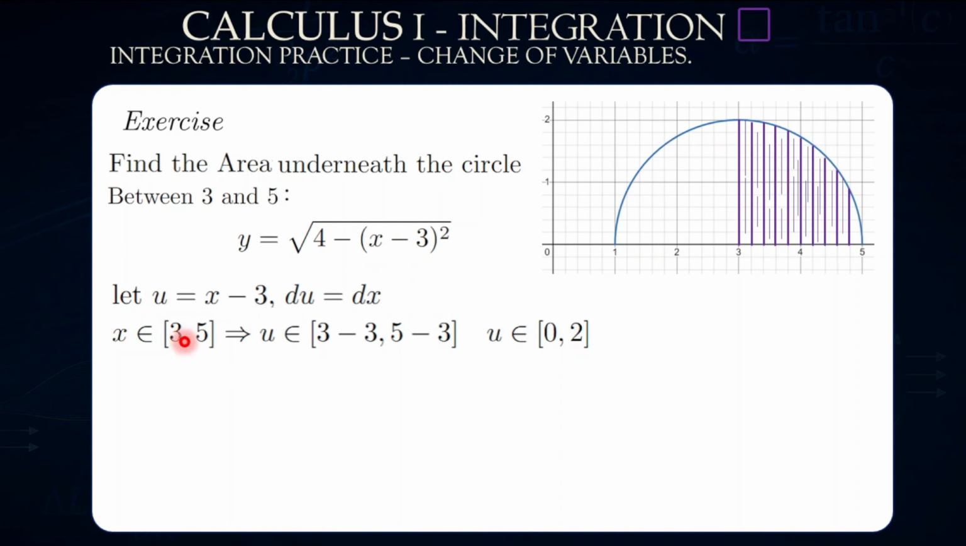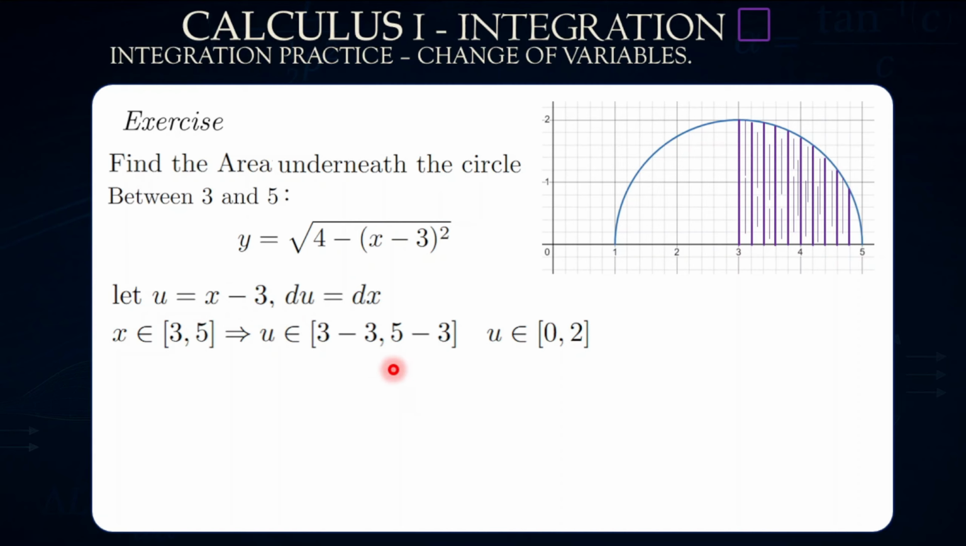So x is between 3 and 5. u is equal x minus 3, correct? So u then is between 3 minus 3, which is for x equals 3, that's 0, and 5 minus 3.